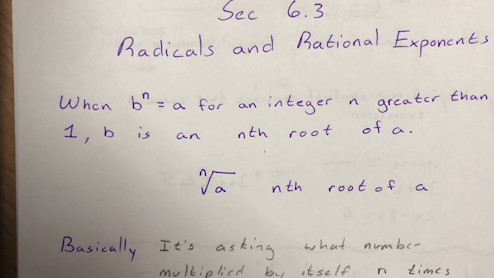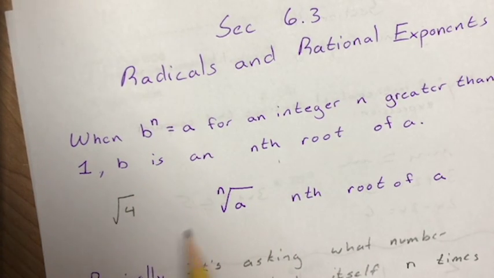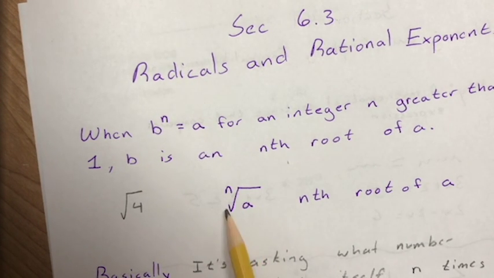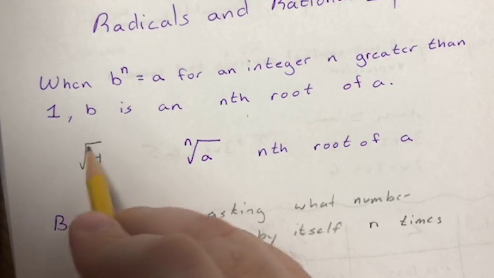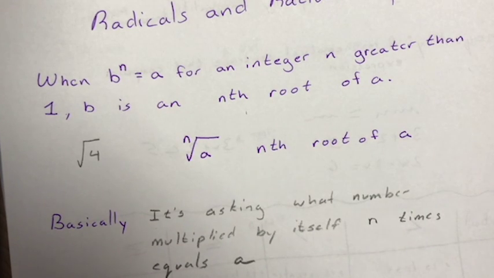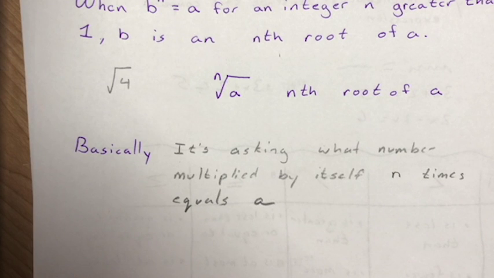It says when b to the n power equals a for an integer n greater than 1, b is an nth root of a. There's a lot of jibber jabber there, but look at this. You've seen this before. You're used to something like this where I'm looking for the square root of 4. This is the same concept, but this time I actually have a variable n on the outside. So in this case I'm looking for the nth root of a, where there I was looking for the square root, or the second root, of 4. So basically what I'm asking is: what number, when multiplied by itself n times, equals a.